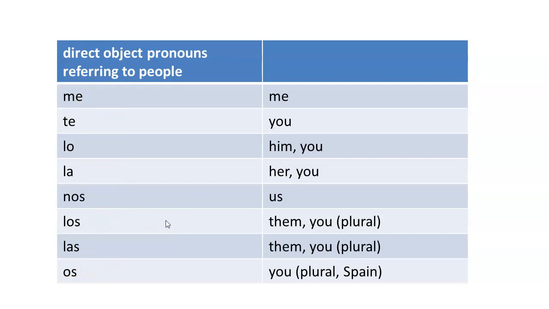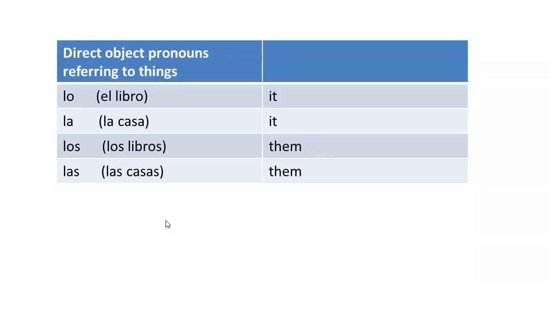There are also direct object pronouns that refer to things. For example, if I ask you, "Do you have the book?" you could say, "Yes, I have the book," el libro, or you could say in Spanish, "Yes, I have it." We can use lo. Any noun that's masculine, singular, that takes the article el will become lo as a direct object pronoun. Do you see the house, la casa? Yes, I see it. That would be la. Do you see the books, los libros? Yes, I see them. That would be los. Do you see the houses? Las. And las would be the direct object pronoun in this case.